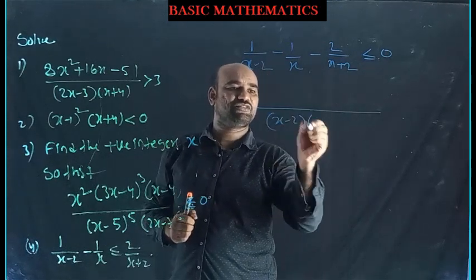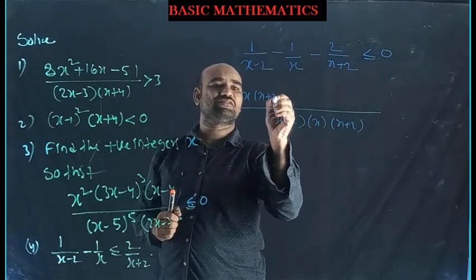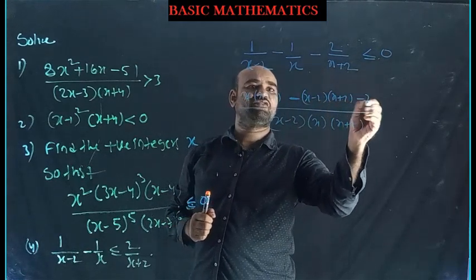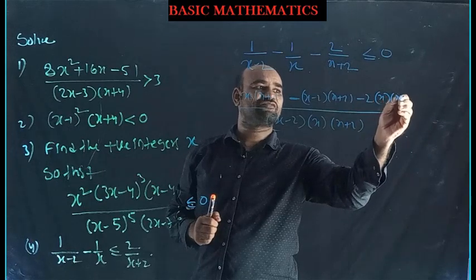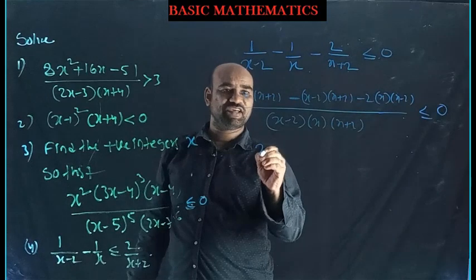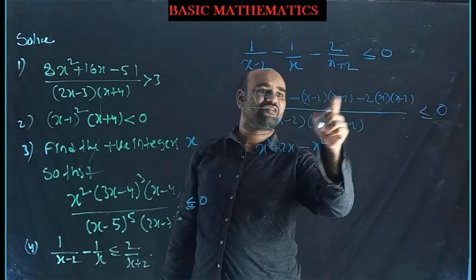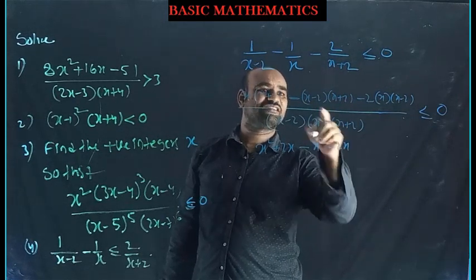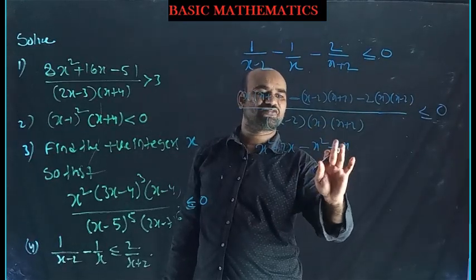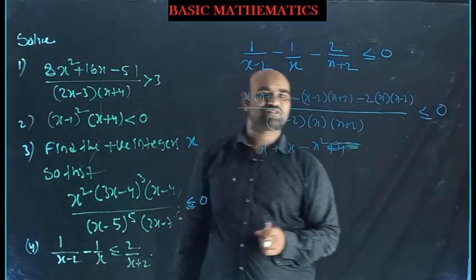x minus 2 into x plus 2. Here x of x plus 2 minus, here x minus 2 into x plus 2, here 2 into x minus 2 lesser than or equal to 0. So now I want to simplify x square plus 2x minus x square plus 2x, means minus 2x. Yeah, minus 2, directly x square minus 4. x square minus 4 means directly x square plus 4 I can write, a plus b minus b, x square minus 4, okay.